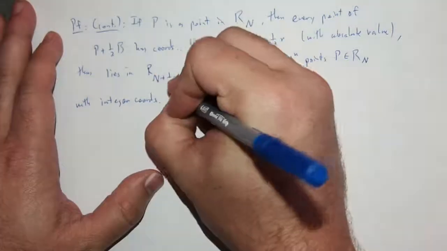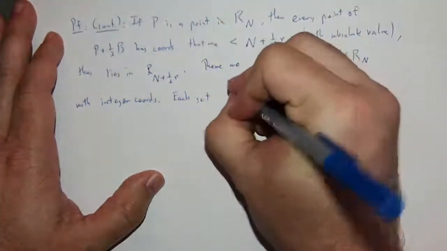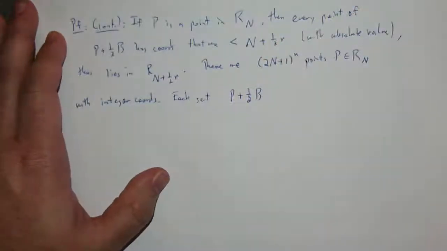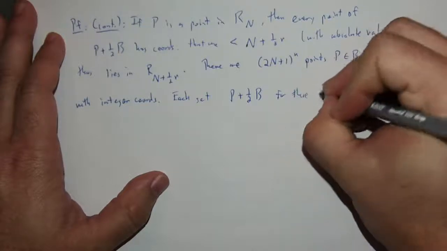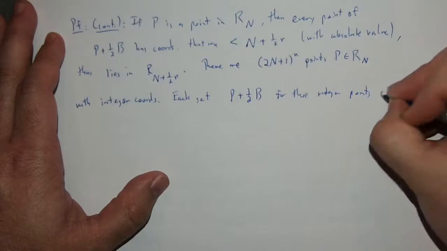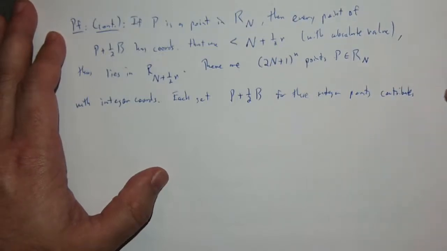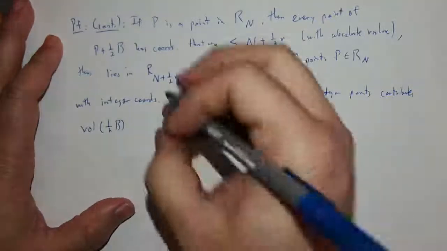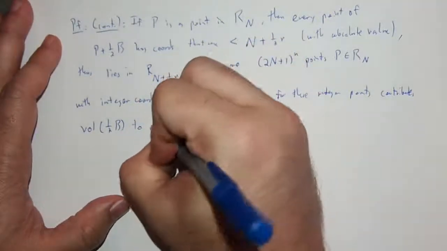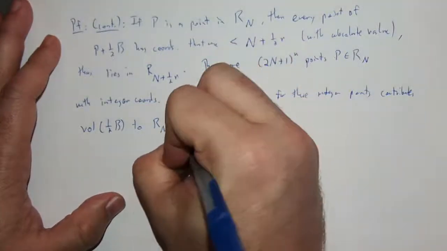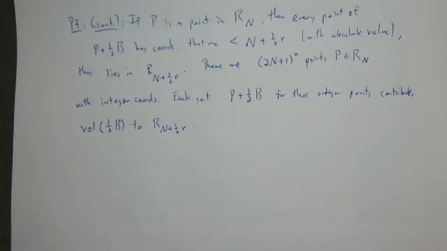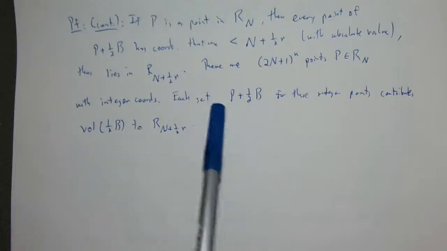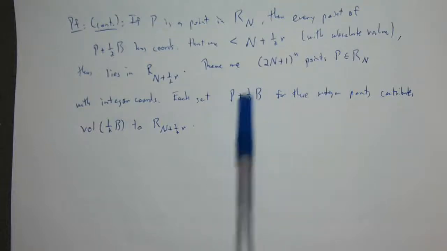Then each set P plus 1/2 B for these integer points contributes the volume of 1/2 B to R sub N plus 1/2 r. Because the volume of this thing is just the volume of 1/2 B. I've just shifted it so that this 1/2 B has become the shifted set with P as its center.